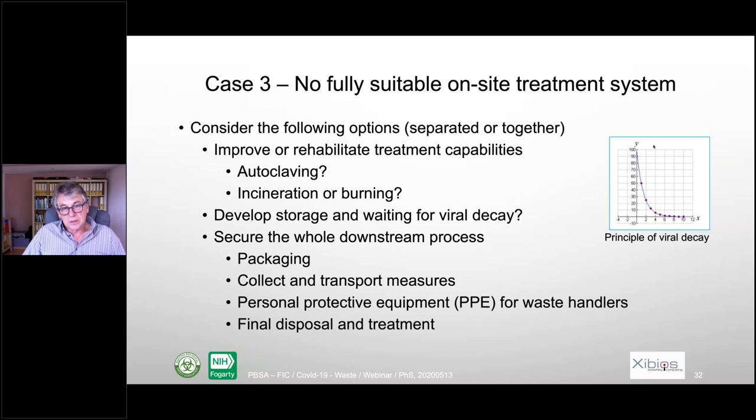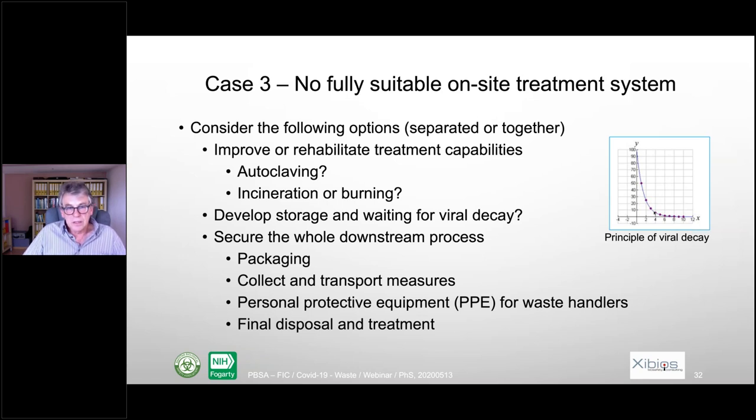Okay. Then the second option you might find a little bit strange. You could develop storage and wait for viral decay. If you don't have any real treatment capability, and it's a recommendation that is in some official papers, you can store your waste for a number of days and then have it removed from your facilities. Remember that principle of viral decay. The virus dies by itself very early, and most of the virus, after a few hours or days, has disappeared by itself, just because of drying out and so on. So in that case, you would wait for some time and then have your waste collected. It's not a real treatment process, but it can work and it can really reduce the risk downstream.